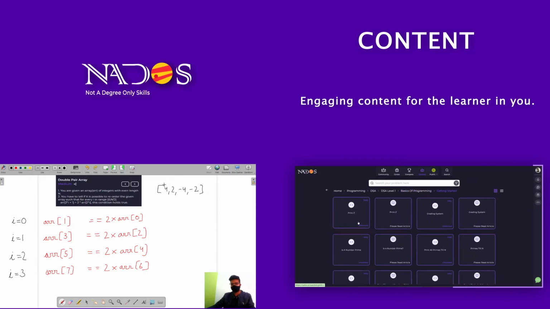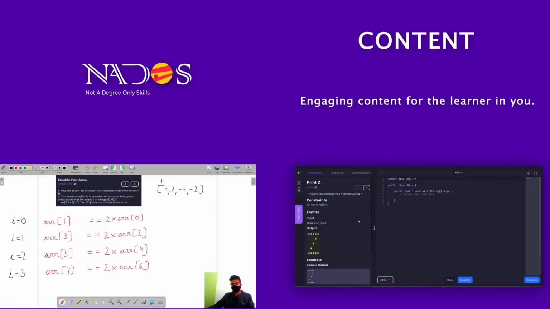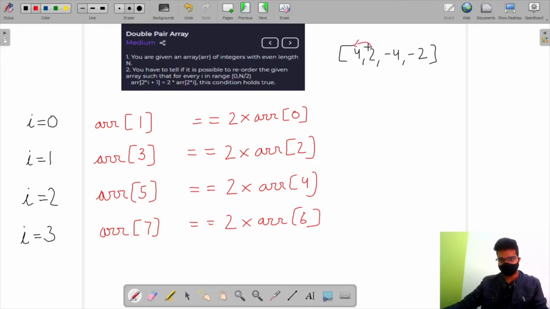So with this 4, can I make a pair? Yes, I can make a pair. So let's take 2 here. 2 double is 4, right? So they make a pair. And here we also got -2 and -4. It can be again as per constraint. As per constraint, we will have both negative and positive values, so we got to take care of it accordingly.